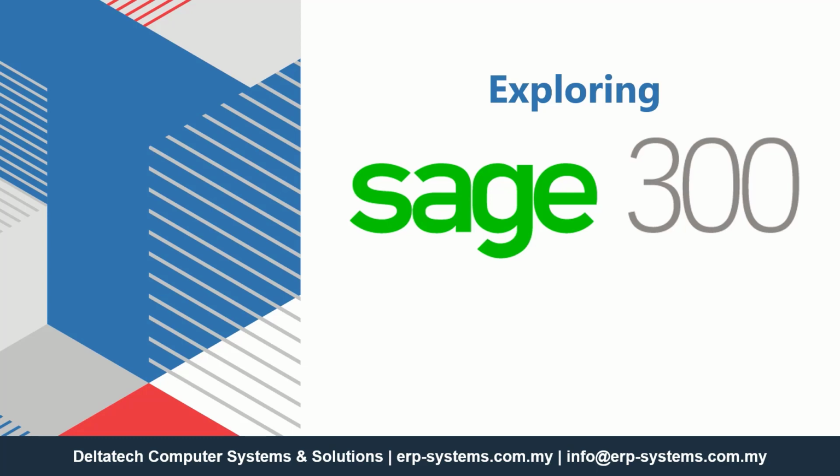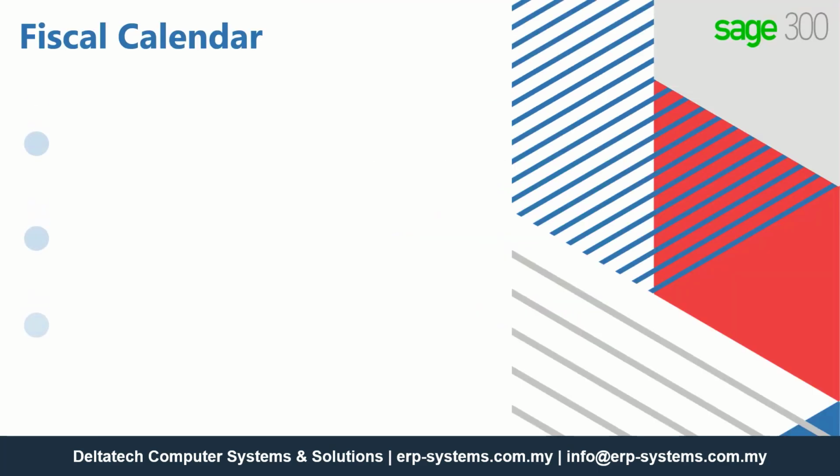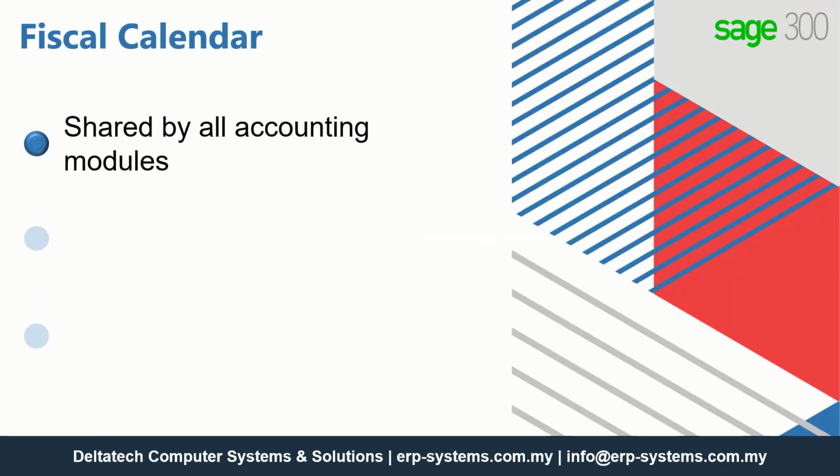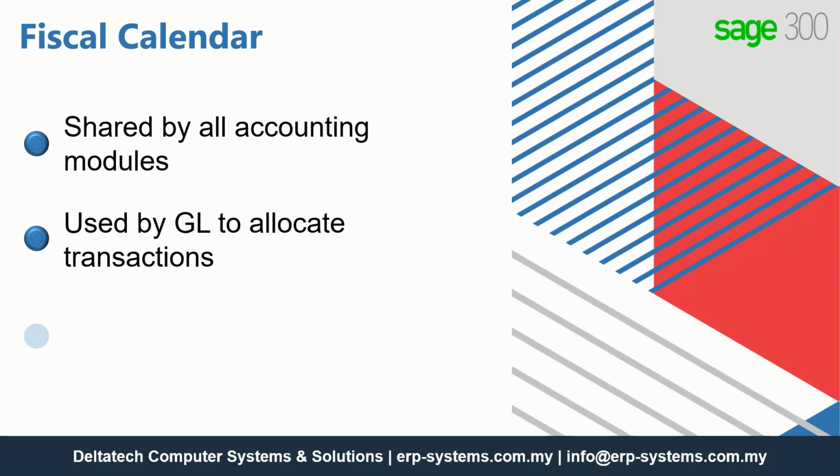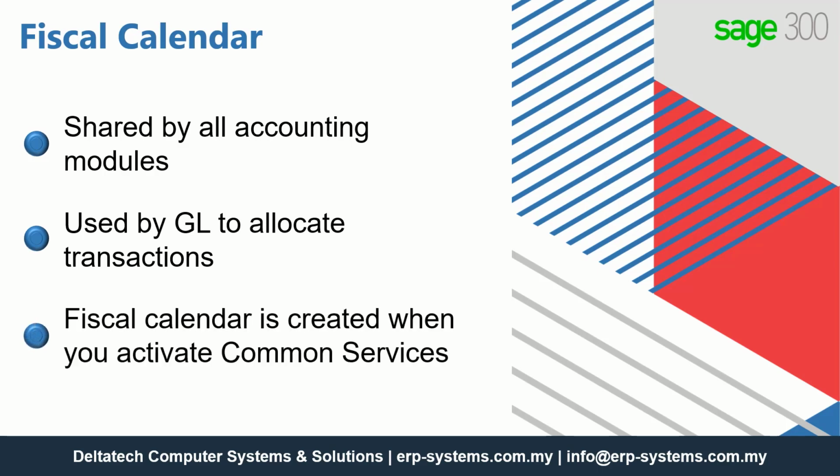In this video, we will be exploring the features in Sage 300's Fiscal Calendar. The Fiscal Calendar is shared by all the Sage 300 accounting modules that you use. The General Ledger module is especially dependent on it for allocating transactions to the relevant financial periods. Your company's fiscal calendar is automatically created when you enable common services in Sage 300.